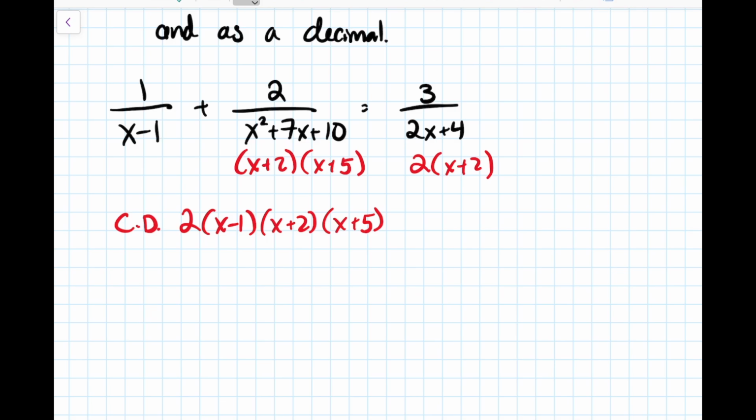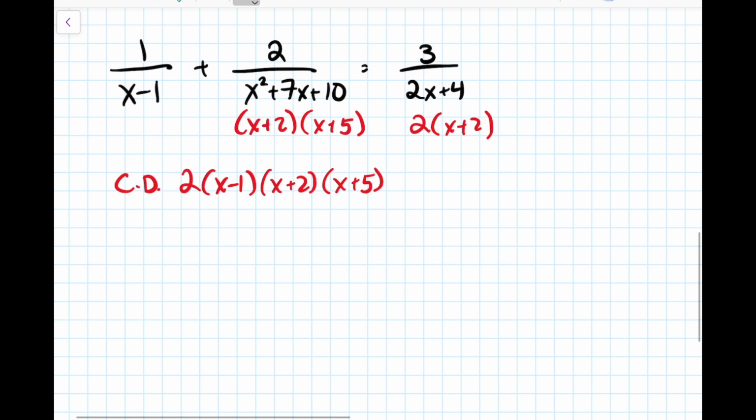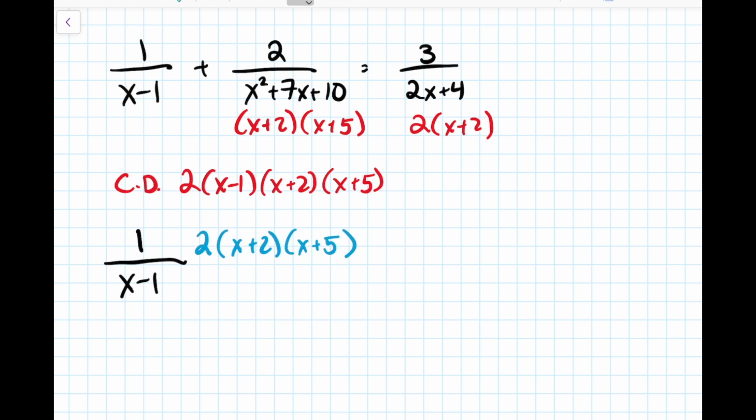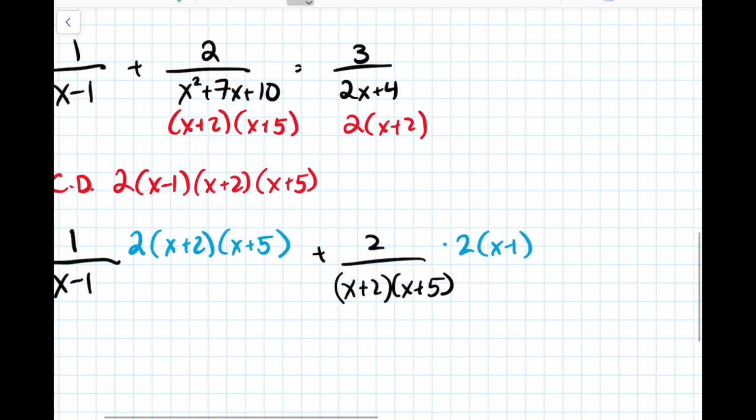All right, so there's a lot to do here. Our first fraction is missing several things. So we've got 1 over x minus 1, but it's missing the 2, the x plus 2, and the x plus 5. The second fraction has the x plus 2, has the x plus 5, but it's missing the 2 and the x minus 1.